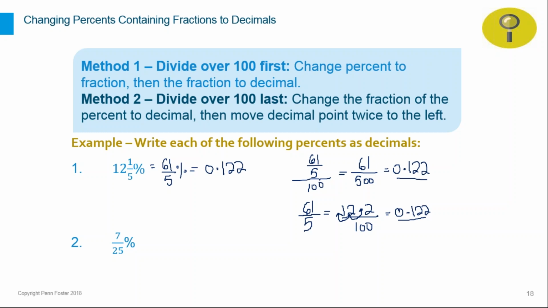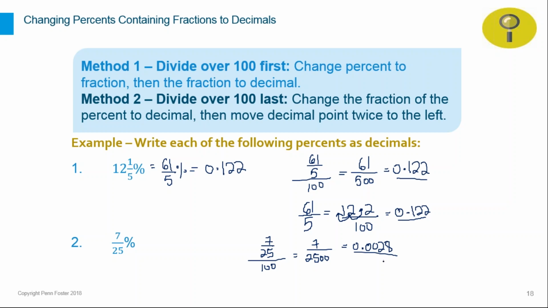Question number 2. Same thing, 7 over 25. I'm not going to change anything in that fraction. It's already a proper fraction. So I'm going to either go ahead and divide 7 over 25 over 100. That will become a 7 over 2500, and then try to simplify. There is no simplification. Well, I need the decimal form, so I'm going to just divide 7 over 2500, and that will give me the decimal form of my percent. It will give me the final answer. That would be the final answer.